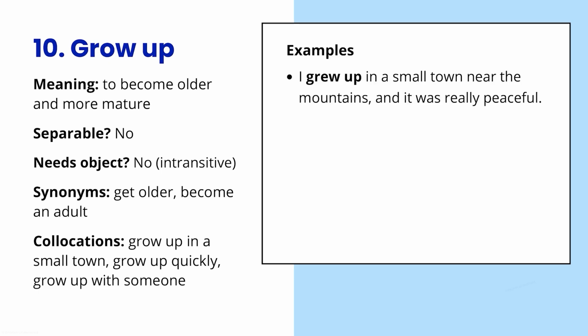Here are some examples. I grew up in a small town near the mountains and it was really peaceful. So note here we have got the two words together. And also note that when you're using phrasal verbs, you need to think about the tense. So with this example, we have said grew because we're talking about the past. Because remember, the first part of a phrasal verb is just a normal verb.